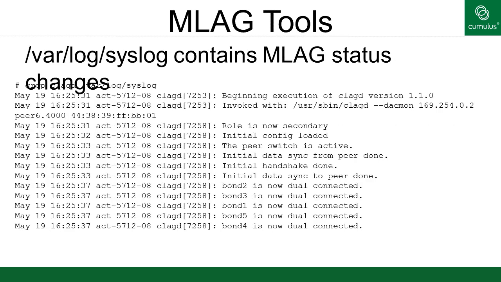And finally, we've got, that didn't come out quite right. I apologize for that, but syslog contains logging information about the MLAG daemon. And you can see here it's logged that it came up, that its role is secondary, that it loaded the configuration, it communicated with the peer, and it did the peer exchange of initial information, and then you can see all the 5 bonds became dually connected. The CLAG IDs were right, and they were both connected to the same partner. Any errors or any unusual conditions will also show up in this log.